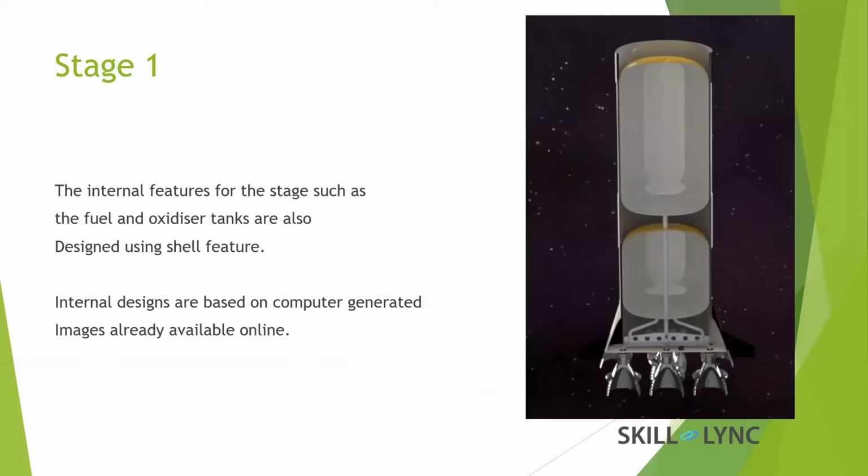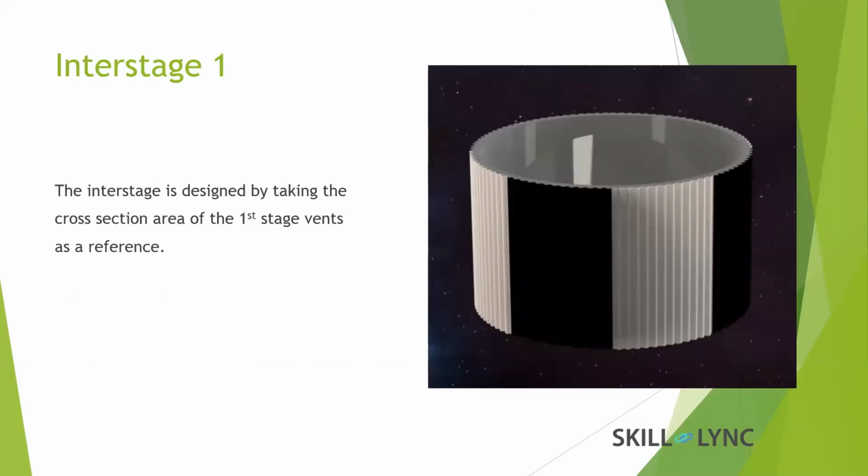And I also designed the internal structure of this rocket. As you can see, there are 2 tanks. One is the oxidizer, and the other is the fuel tank. So this also I made using computer generated images, not actual images. This is the interstage, basically just the stage between the first stage and the second stage. It just separates the modules.